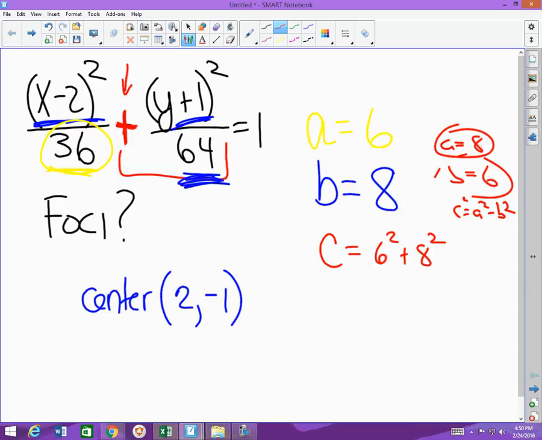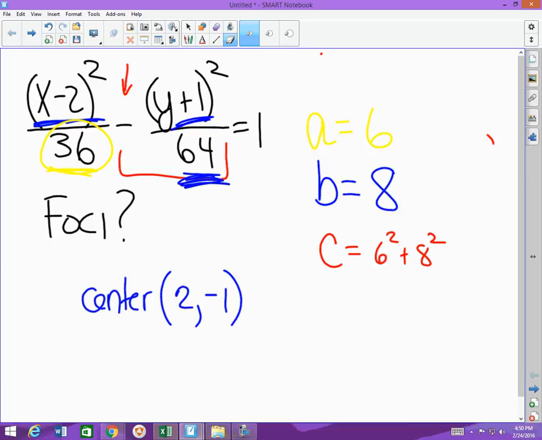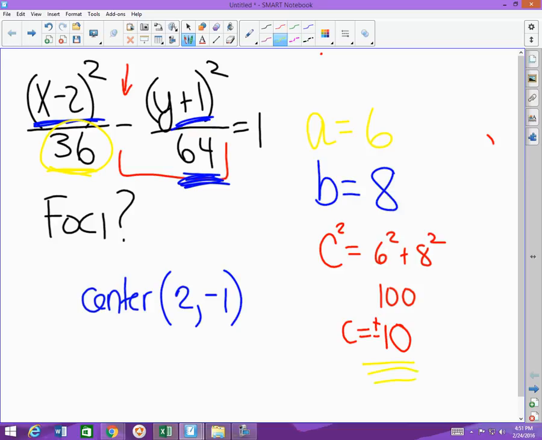So in this case, 6 squared plus 8 squared is 100. And so there's c squared, so then c is equal to 10. Plus and minus, of course. And so since the center is at 2, negative 1, we know we have to go 10 from the center.